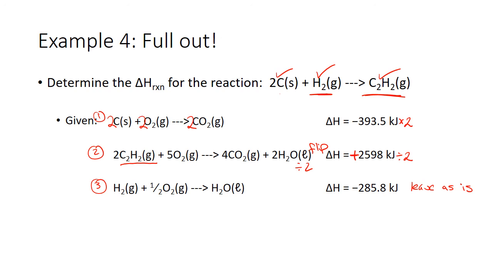So this is all you really need for the work, is indicating what you are doing to each of the equations. And then most people feel better about actually doing the math. So if we do negative 393.5 times, whoops, not divided by, times 2, we get negative 787. If we do 2598 divided by 2, we get 1299. We're going to leave this one as is. So if we add all of that up, we've got negative 787 plus 1299 minus this 285.8, and we get our delta H equals positive 226.2 kilojoules.